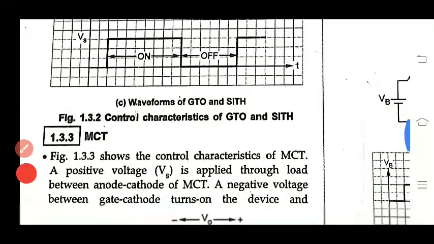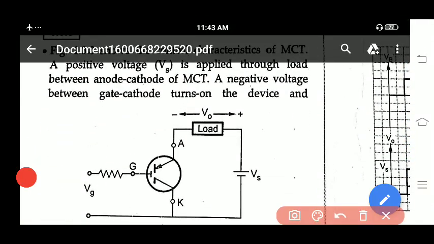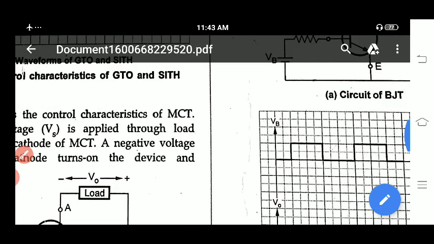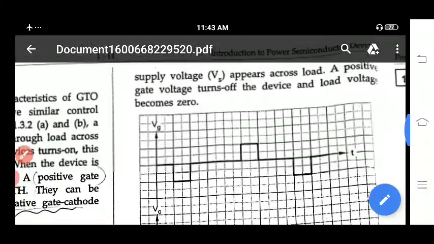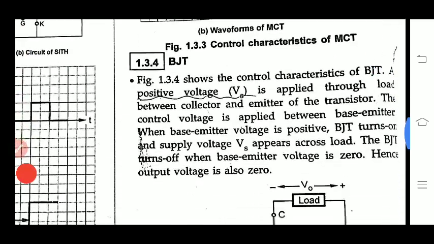This is the control characteristic of this. Here we will see what they have written. A positive voltage Vs is applied through the load between anode and cathode of MCT. A negative voltage between gate and cathode turns on the device, and supply voltage Vs appears across the load. A positive gate voltage turns off the device and the load voltage becomes 0. We have seen that one in this graph.